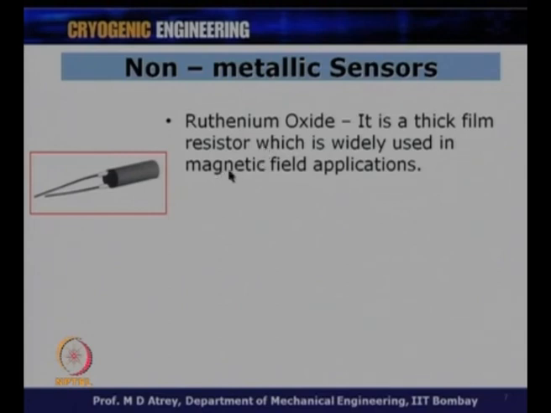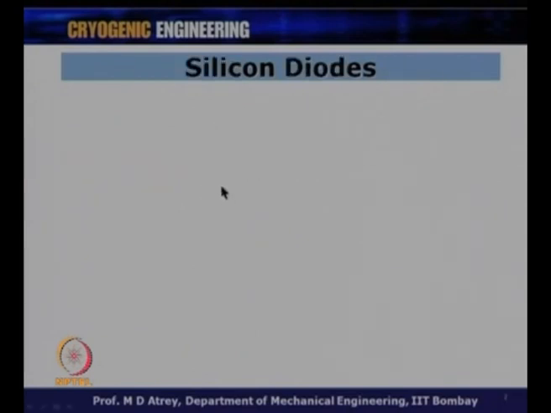So typically we have three different kinds, which we discussed. There are plenty of other things also. We got germanium, we got gallium aluminum arsenide and things like that. All the dopants could be used, but typically the most commonly used sensors are silicon diodes, Cernox and ruthenium oxide. So let's study the silicon diode in a little bit more detail.